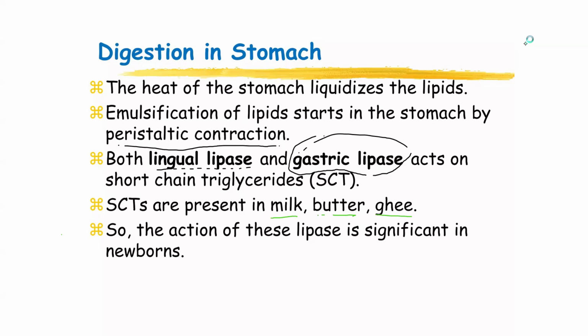The short-chain triacylglycerols are usually found in milk, butter, and ghee. These are the types of food products where short-chain triacylglycerols are usually found. So that is why these enzymes, lingual lipase and gastric lipase, are usually more active in infants. The action of this lipase is significant in newborns because the major food product is milk, and that is why the enzyme is more active in newborn babies.